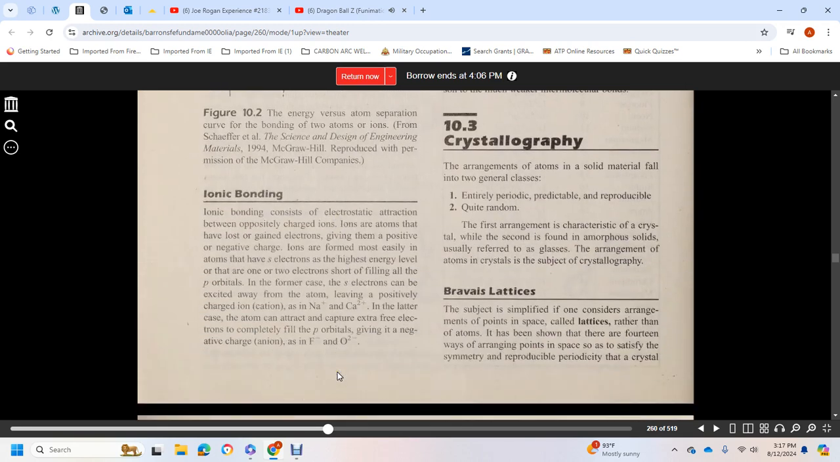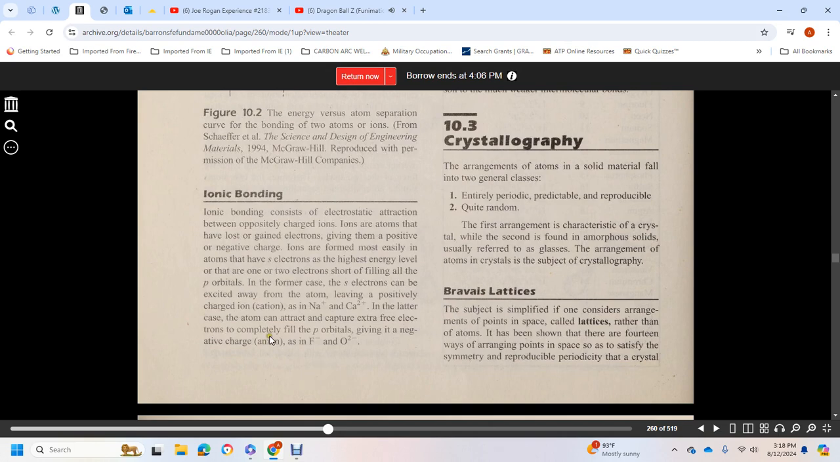Figure 10.2. Ionic bonding. Ionic bonding consists of electrostatic attraction between oppositely charged ions. Ions are atoms that have lost or gained electrons, giving them positive or negative charge. Ions are formed most easily with atoms that have 1 or 2 s electrons in the highest energy level, or are 1 or 2 electrons short of filling the p orbitals. In the former case, the s electrons can be excited away from the atom, leaving a positively charged ion such as sodium plus and calcium 2 plus.